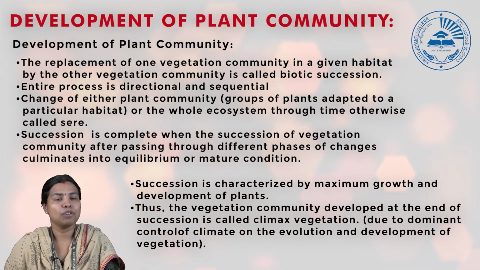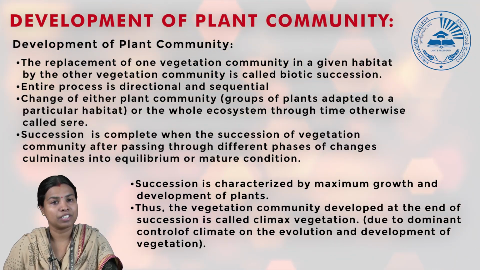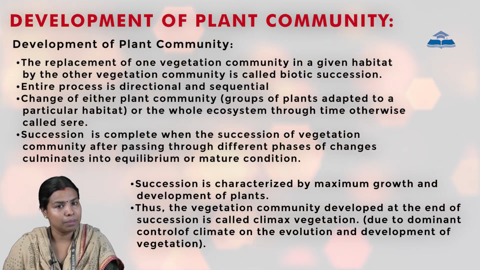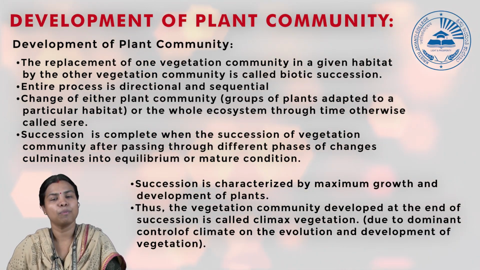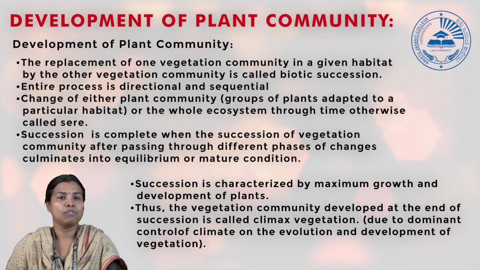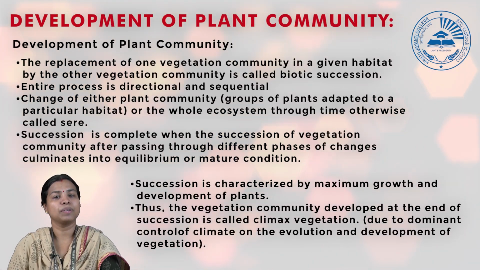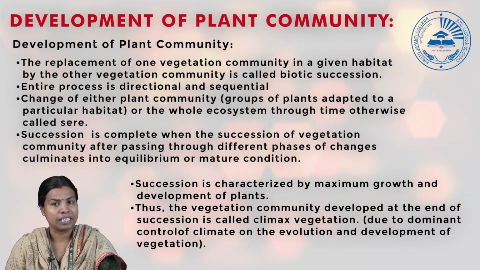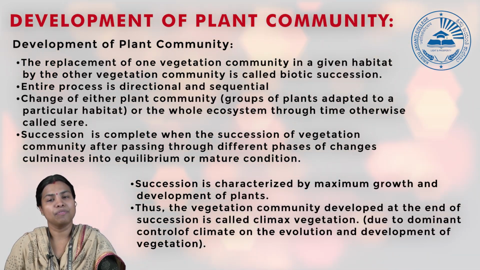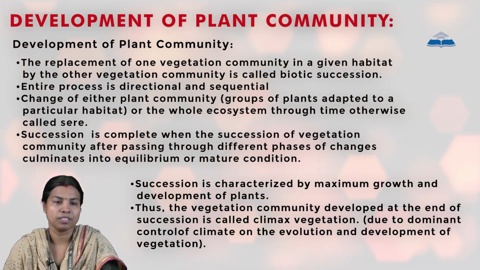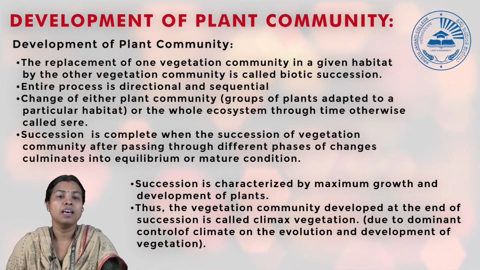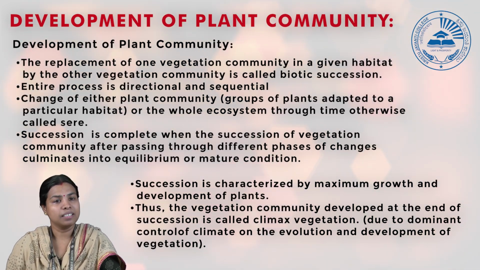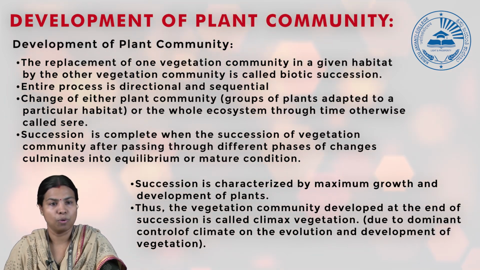This kind of process is a directional and sequential process. Change of either a complete plant community or a group of patches alone will go through this biotic succession. So that we call it a sere. Succession is only complete when the vegetation community, after passing through different phases of change, culminates into equilibrium. Until it reaches equilibrium, these changes will keep on going.